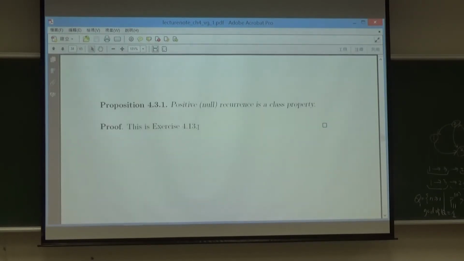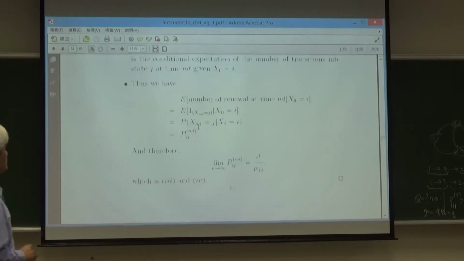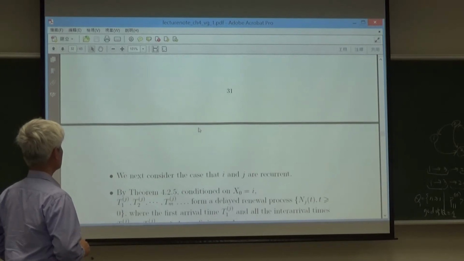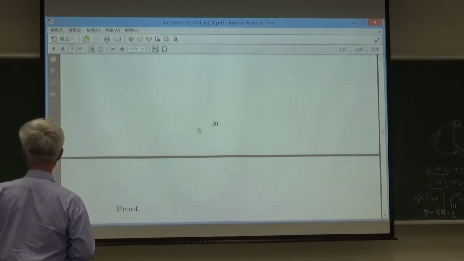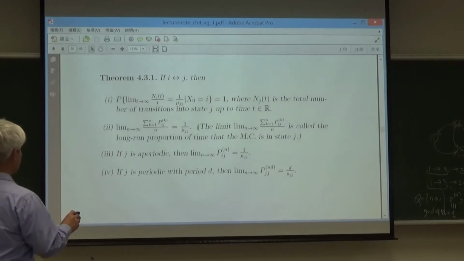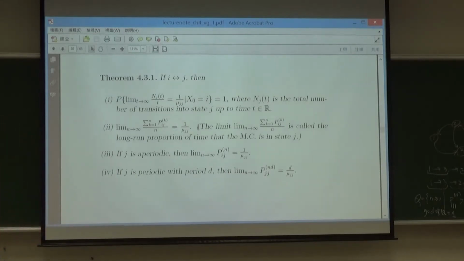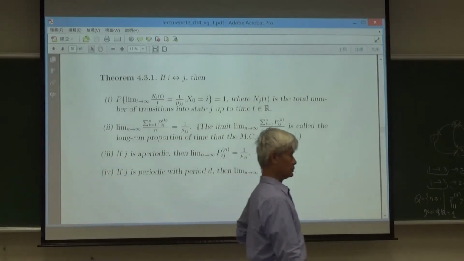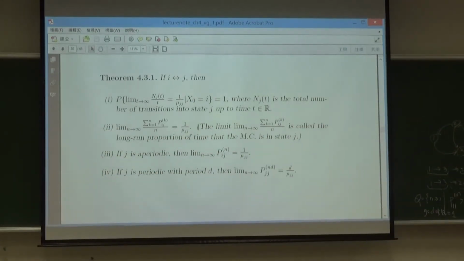Okay, so why do we call these class properties? What does it mean? Class property means that, for example, if I and J communicate with each other, we say they are in the same communicating class. The class property means that if, for example, I is transient, then J must be transient. So in a class, transience is a class property, because if one state in the class has a property, then all the other states in the same class will have the same property. So transience is a class property.